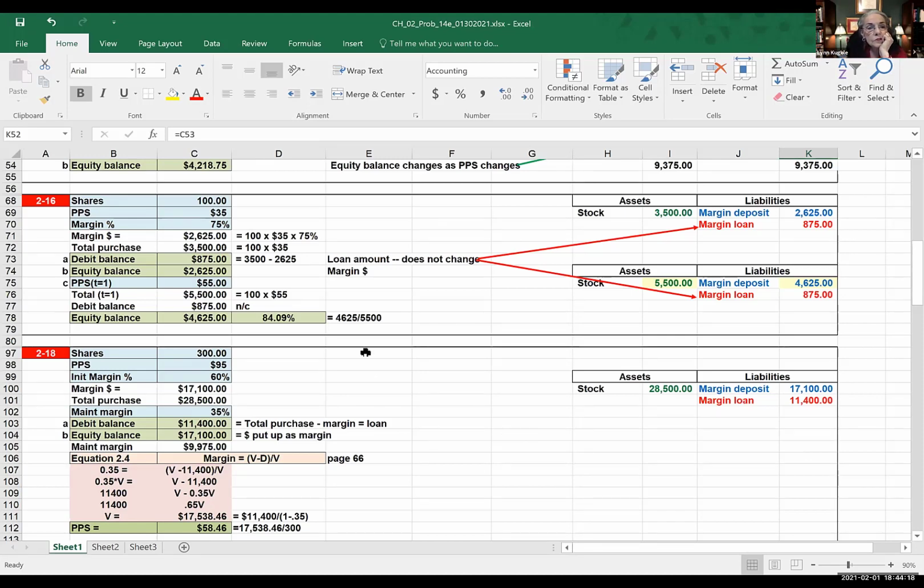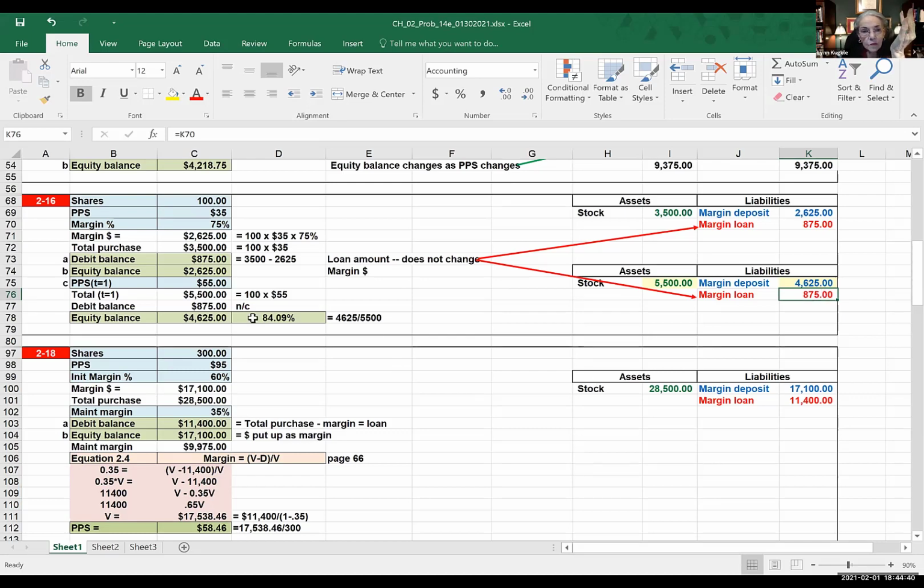Okay, here you can see it. 100 shares at $35, $3,500. He put up $26.25. He borrowed $8.75. If the stock price goes up, this goes up and that goes up. The loan doesn't change.